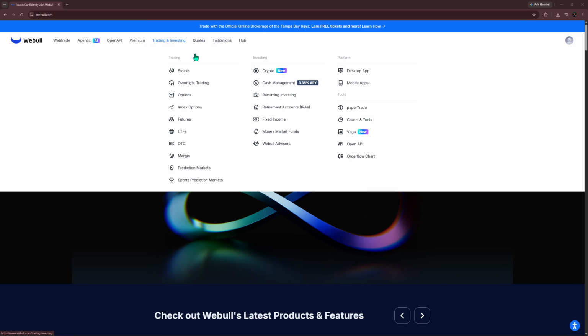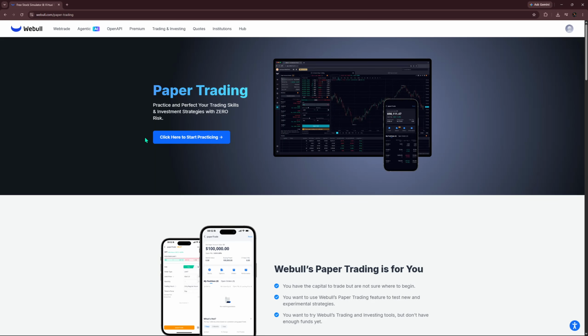Next, within the Trading and Investing menu, look for the Paper Trade option. This feature is designed specifically for simulated trading, allowing you to experience real-time market conditions without any financial risk. Clicking on Paper Trade will take you to the paper trading dashboard, which mimics the live trading environment closely. It's a perfect sandbox for testing out trading strategies before implementing them with real money.